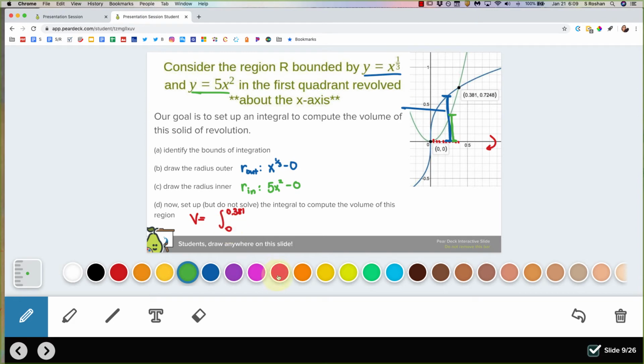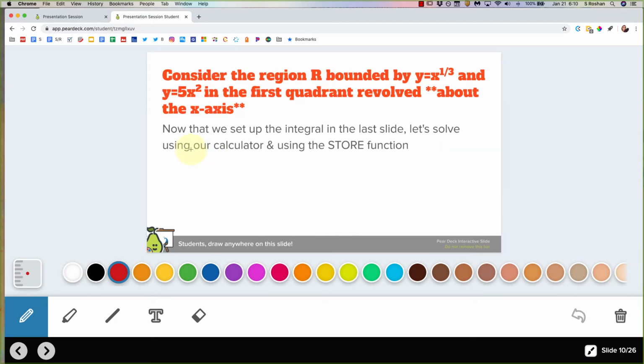So now to get my integral, I'm going to just factor the pi out. I'm adding up all the slices from 0 to 0.381. Radius outer squared minus radius inner squared dx. Now, in this one, they want us to actually solve using our calculator and using the store function, because this is really important for you to be able to do this for the AP. We need exact answers, so you need to be able to store. So let me show you how to do that.